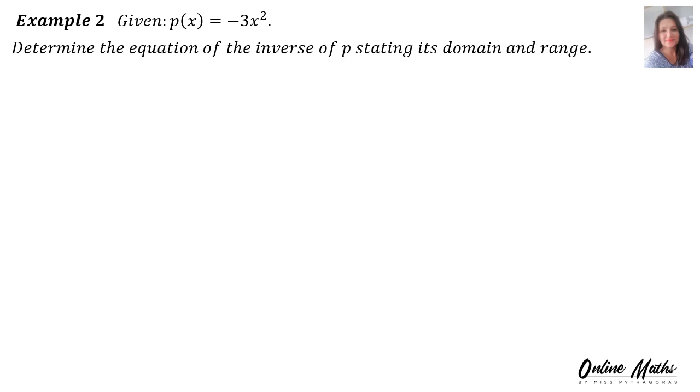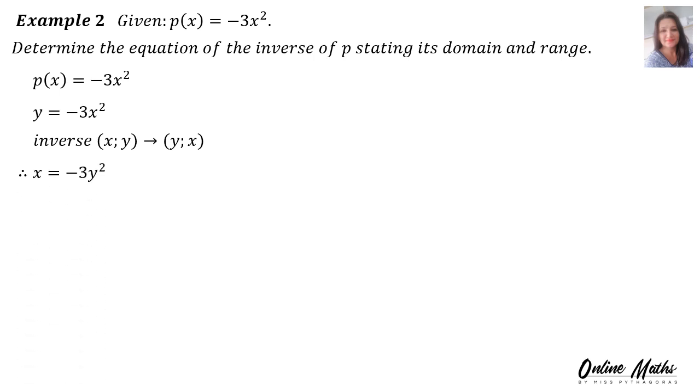Example 2. Given p of x is equal to negative 3x squared, that's a parabola. Determine the equation of the inverse of p, stating its domain and range. So we start with p of x is equal to negative 3x squared, and in the place of p of x we write y. Then inverse is the swapping of the x and y coordinates, therefore x is equal to negative 3y squared.